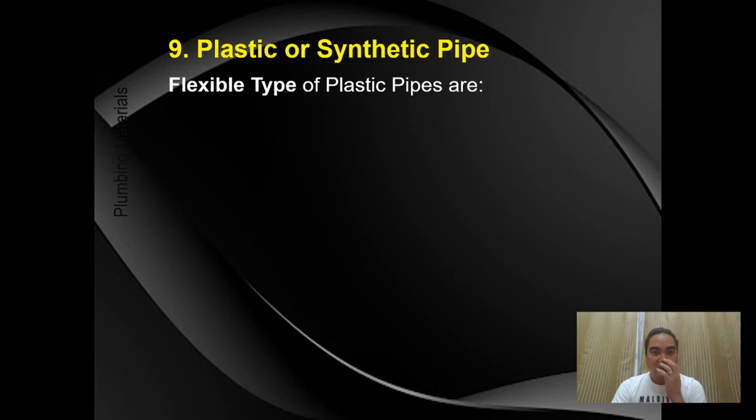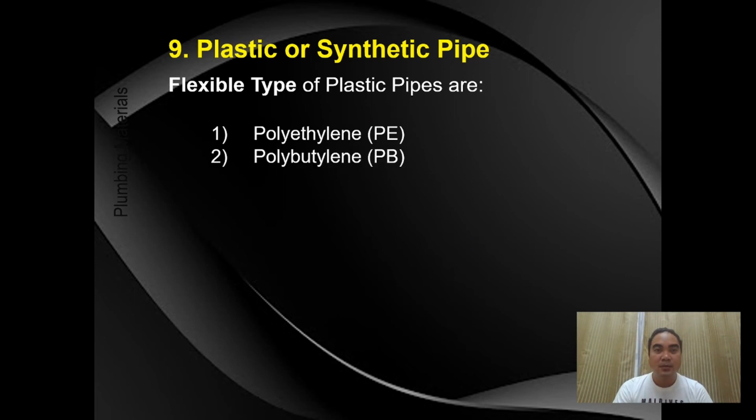Flexible type of plastic pipes are polyethylene, polybutylene, in coil form, available at 30 meters long.